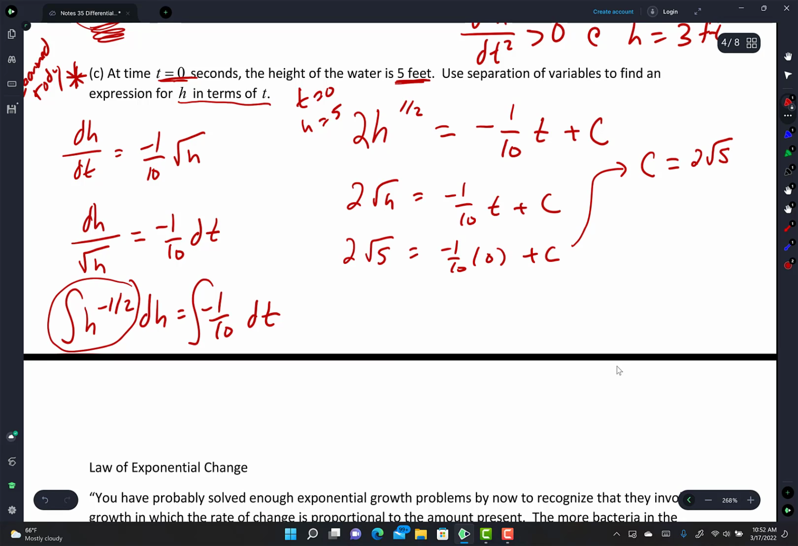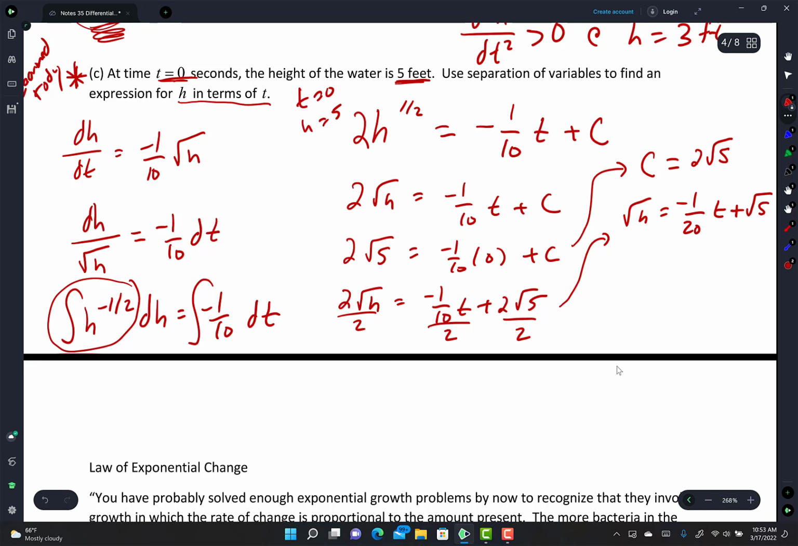C is 2 square root of 5. All right, so here we go. I'm going to rewrite it. 2 square root of h equals negative 1/10 t plus 2 square root of 5. What am I trying to solve for? H. So how do I get rid of the 2? Divide by 2, divide by 2, divide by 2. So now I have square root of h equals negative 1/20th, just put the 2 next to the 10, 1/20th t plus square root of 5.